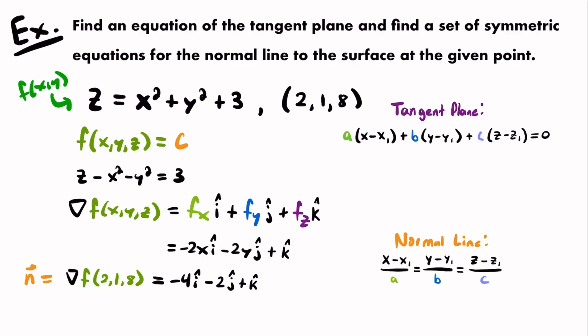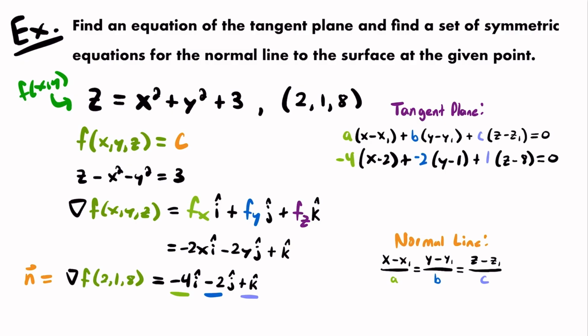Okay, so let's set it up. In this case, the x component of the normal vector is -4, the y component is -2, and the z component would just be 1 since we just have k. And then don't forget the x, y, and z coordinates of the point are 2, 1, and 8. So altogether, we get this. We have -4 times (x - 2) plus -2 times (y - 1) plus 1 times (z - 8). And that's equal to 0.